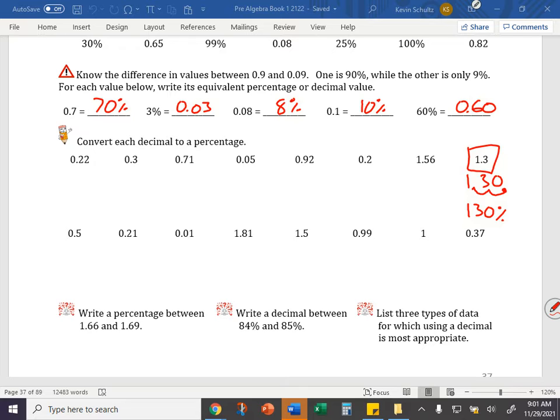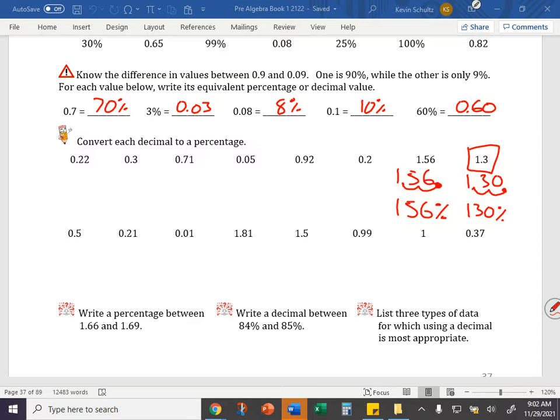We'll spend like a minute on this page before we go on to the next one. Jack. What about the one to the left of 1.3? How would you do it? 1.56. Look at your decimal. Move it over twice. 156%. You still look like you had a question. No, I'm just confused why I didn't get that.